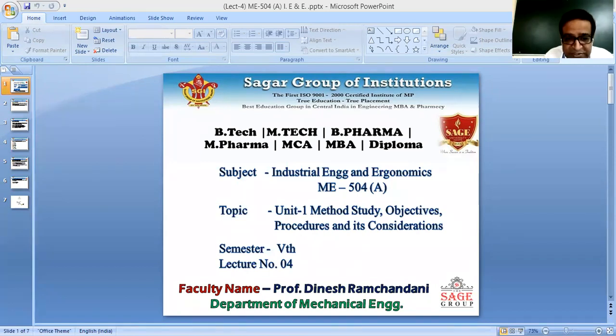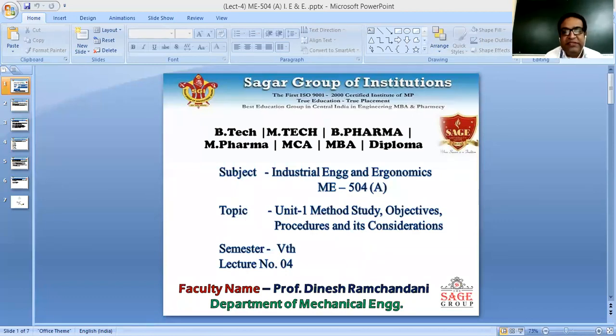Then we have seen the objectives of work study. The objective is to analyze the particular job for the development of a new one, and to measure the work, how much time it requires. So these were the two basic objectives. Then we have seen how productivity and work study are correlated, and how work study benefits us in achieving high productivity. So this much we have seen in the previous lecture.